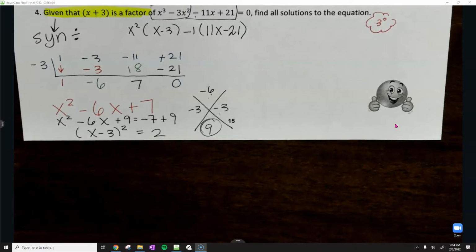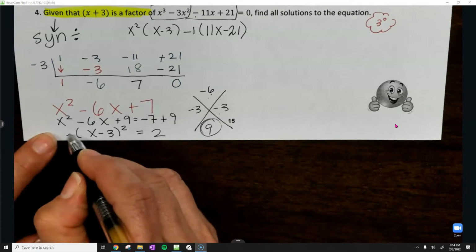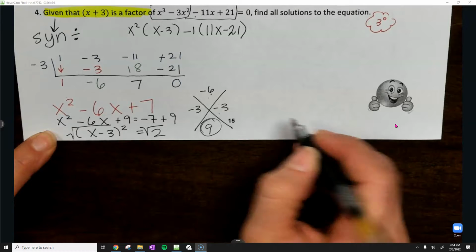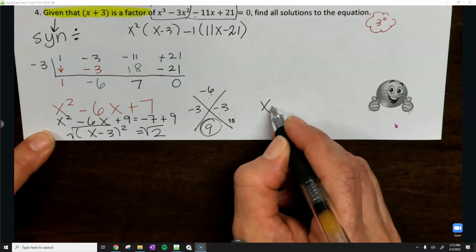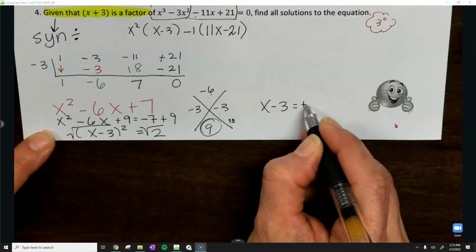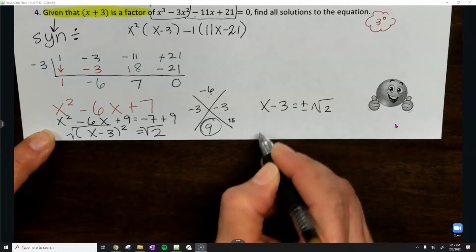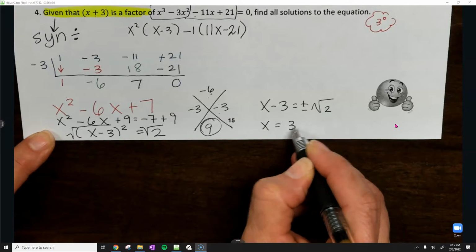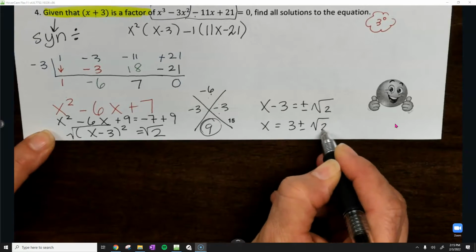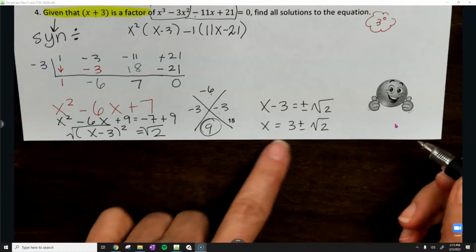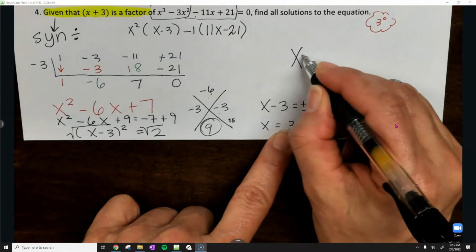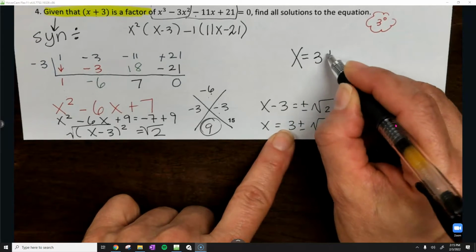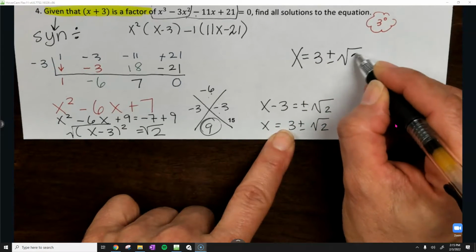Square root both sides, move the 3 over. Done. So we're going to square root both sides. We're going to get x minus 3 equals positive or negative root 2. Move the 3 over. All right, so we're going to have an answer. X equals 3 plus or minus the square root of 2.